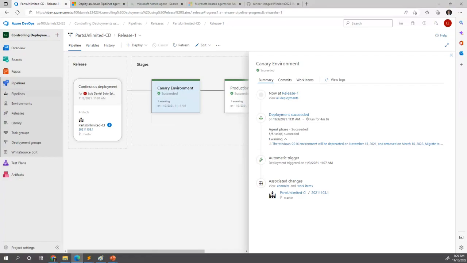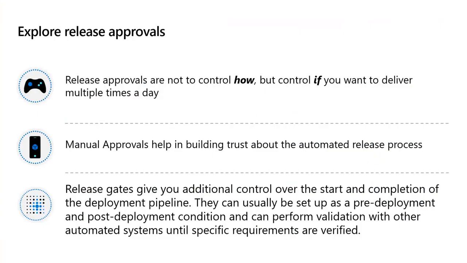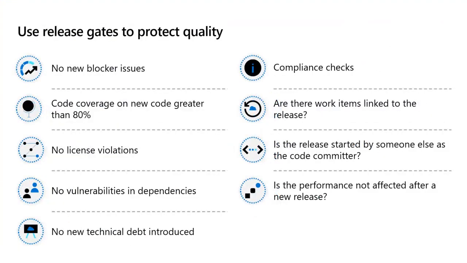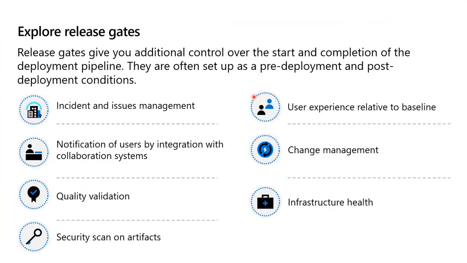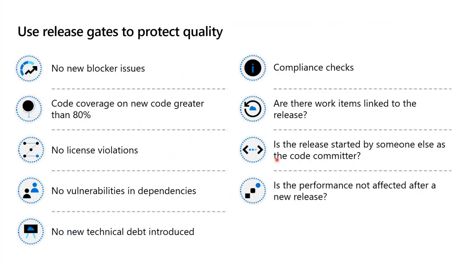All right. Release gates give you additional control over the start and completion of the deployment pipeline. They are often set up as pre-deployment and post-deployment conditions. So we can have quality validation, security scans on artifacts, user experience relative to baseline, and change management. We have different options available to protect the quality.